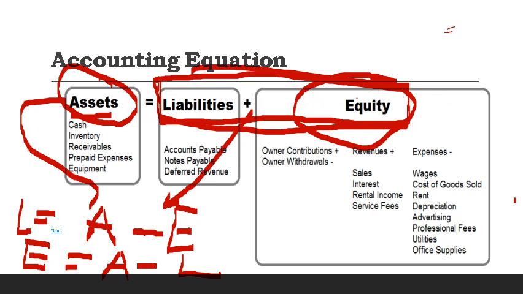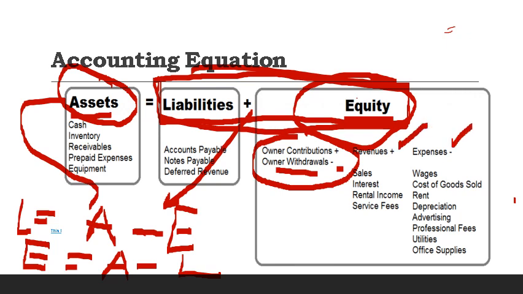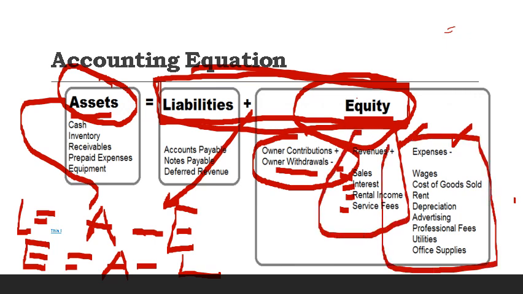So here, you can see that equity is the owner's contribution, which is positive. Owner's withdrawal is negative. Revenues is positive. Expenses is negative. Revenues could be sales, interest, rental income, or service fees. If you talk about expenses, these are salaries, cost of goods sold, rent, depreciation, advertising, professional fees, utilities, office supplies. So this is revenue and expenses.